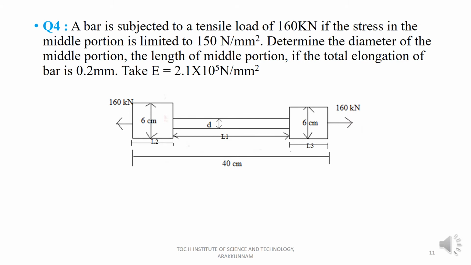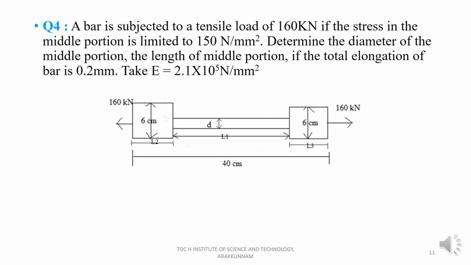So this is the question. A bar is subjected to a tensile load of 160 kilonewton. If the stress in the middle portion is limited to 150 Newton per mm², determine the diameter of the middle portion and the length of the middle portion, if the total elongation of the bar is 0.2 mm. Take E is equal to 2.1 × 10^5 Newton per mm².